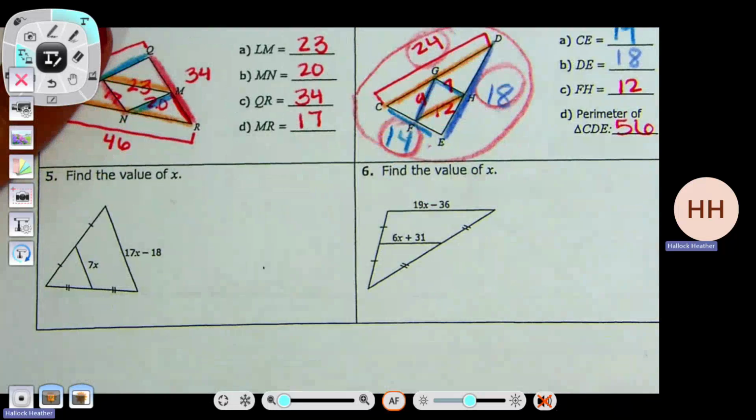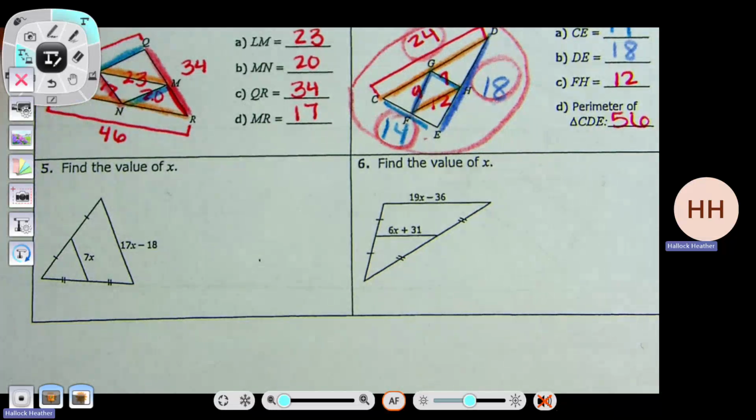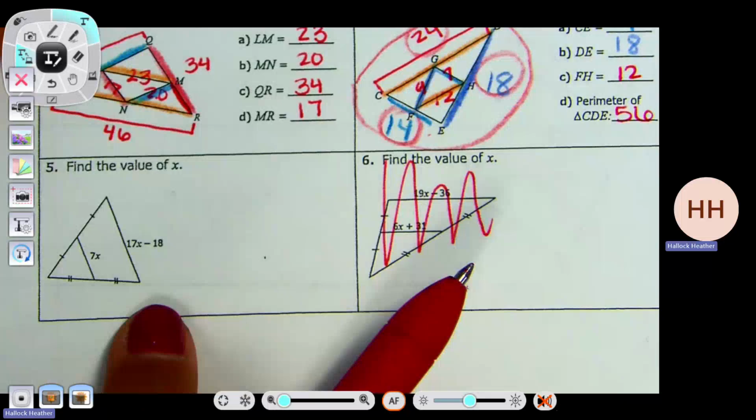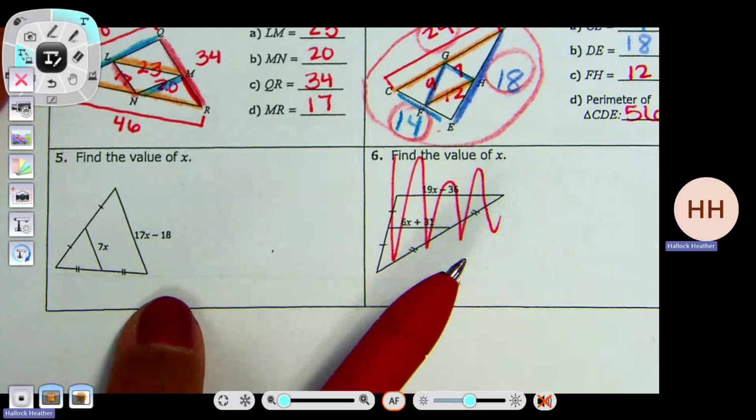We're not doing all of these on the front, just so you know. It kind of looks like a lot. We're going to skip a bunch soon. Actually, we're going to do 5. We're going to skip 6. So 5 says find the value of X. So this is where your math gets started.